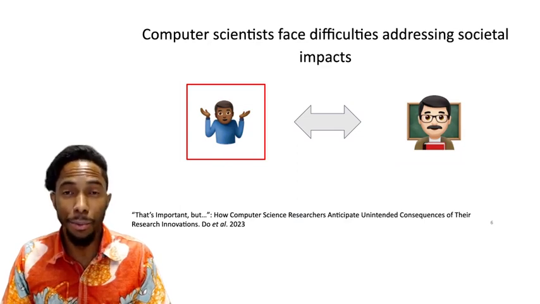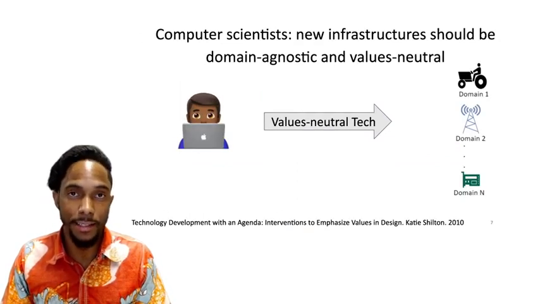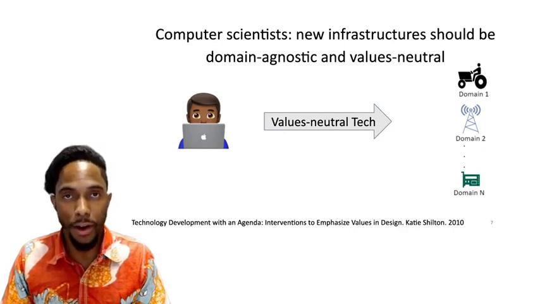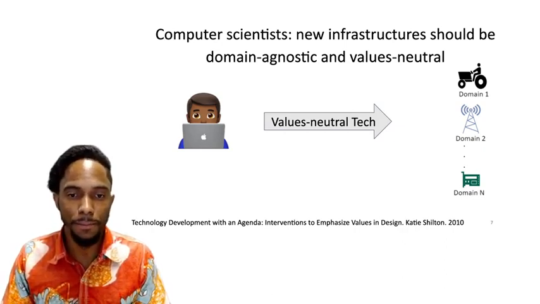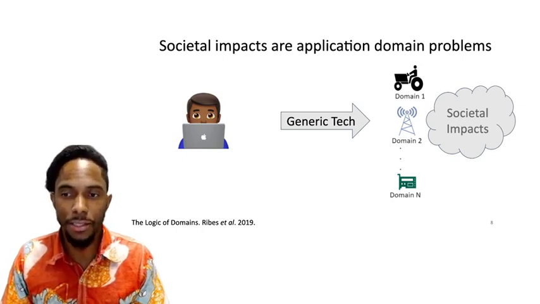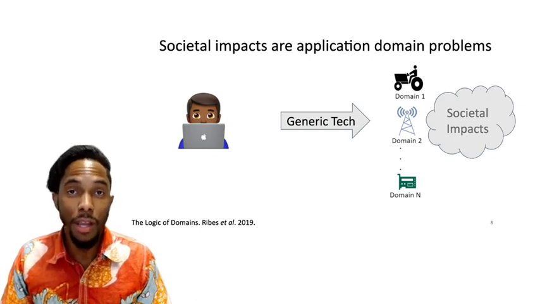However, Doe et al. contend that computer scientists face difficulties addressing the societal impacts of their research innovations. One empirical reason highlighted by Shilton in her VID interventions is that technical researchers face difficulties in the eventual impact of infrastructure because, in their view, they are designed to support a wide variety of domain applications. Similarly, in their work on the logic of domains, Rubambiza et al. argued that computer scientists consider their primary job to be building generic technologies, with societal impact considerations falling under the purview of domain applications. We are particularly concerned with reflections on societal impact within academic computer systems and networking research.